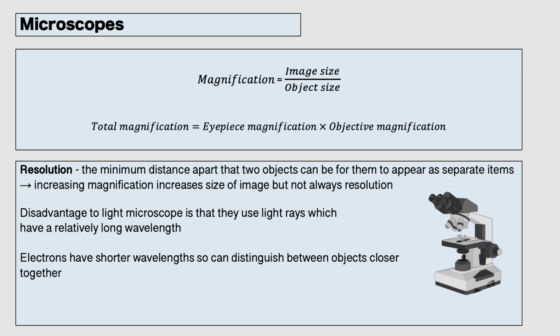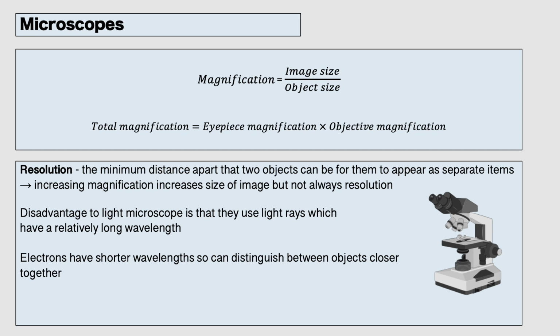The disadvantage to light microscopes is that they use light rays, which have a relatively long wavelength. Electrons have shorter wavelengths, so can distinguish between objects closer together. So electron microscopes have a higher resolution than light microscopes. Just for comparison's sake, a light microscope can distinguish different objects with a minimum distance of 0.2 micrometers, and certain electron microscopes can distinguish different objects with a minimum distance of 0.2 nanometers.